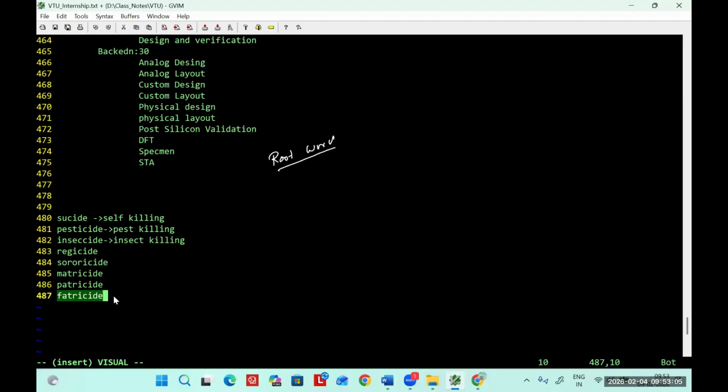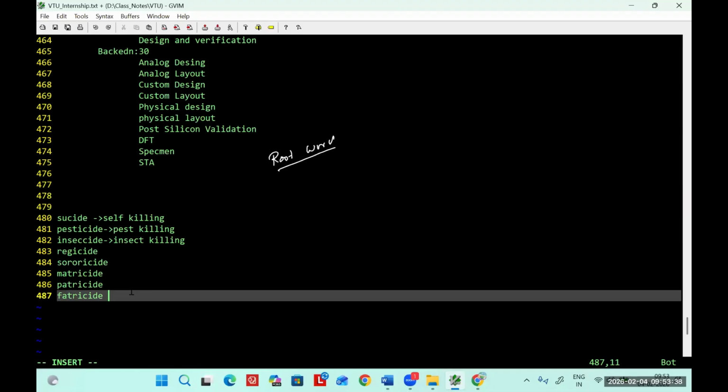Fraternity. Brotherhood. Killing a brother is called like what? Patricide. Maternal uncle, paternal uncle. What do you mean by maternal uncle, paternal uncle? Maternal means mother side or father side? Mother side. You kill someone, matricide. Mamu. Okay. Patricide, father side.